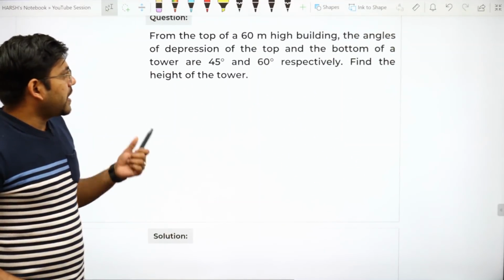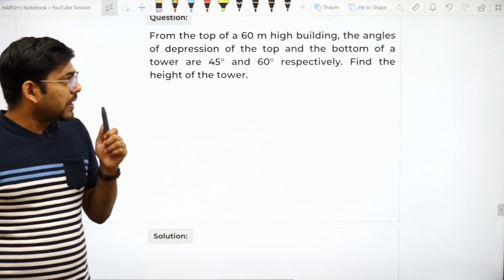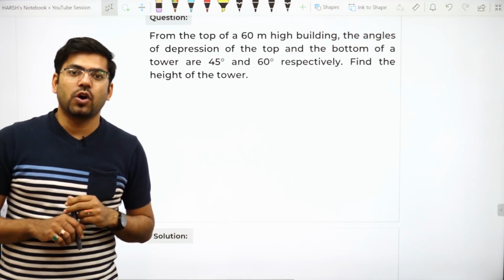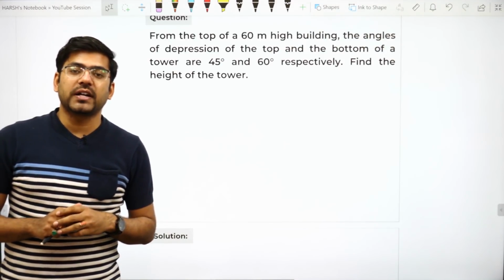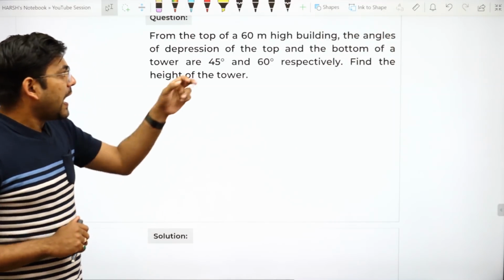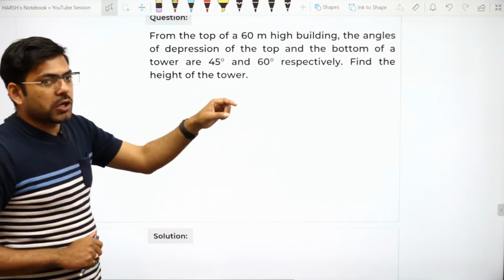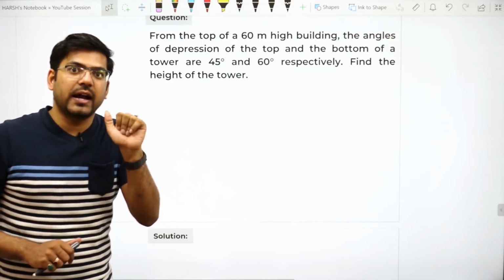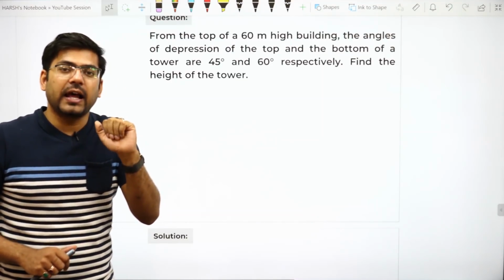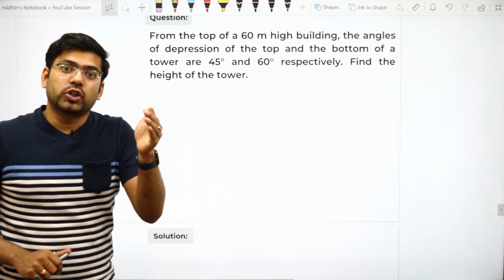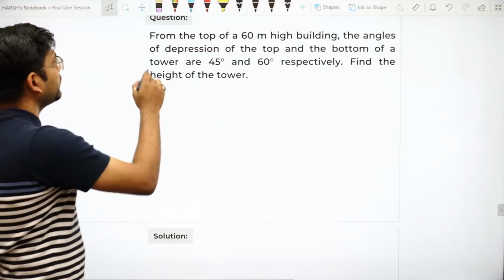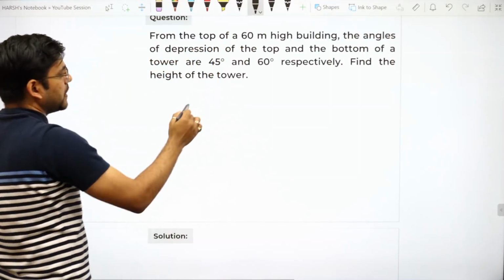The next question says, from the top of a 60-meter high building, the angles of depression of the top and bottom of the tower. It is saying angle of depression of the top and bottom, meaning for looking at both the top and bottom we have to lower our line of sight. This means both are below the top of this building, which is 60 meters high.